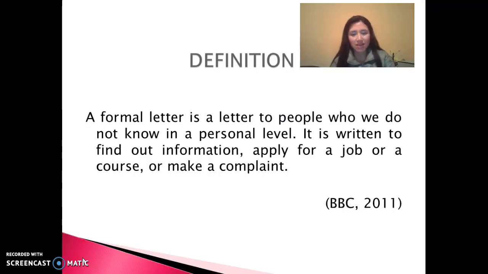Firstly, let's see its definition. A formal letter is a letter to people who we don't know on a personal level. It is written to find out information, apply for a job or course, or to make a complaint. In other words, you don't write a formal letter to your family or your friends.